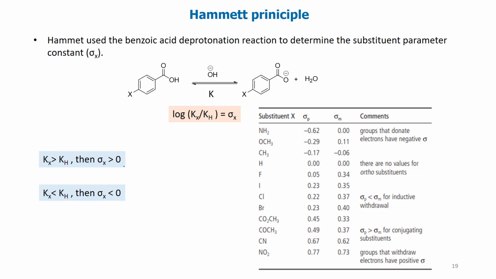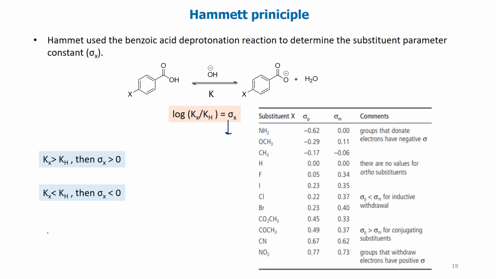Hammett gave an equation: log Kx by KH. Kx means X is different types of substituent on this benzoic acid. So log Kx by KH is equal to sigma x. Sigma x is called the substituent constant or substituent parameter.